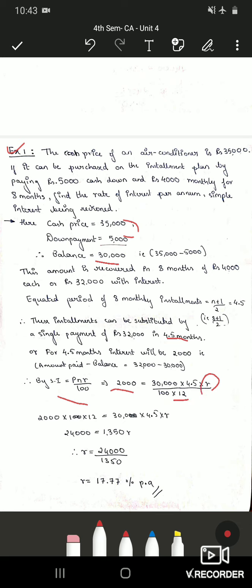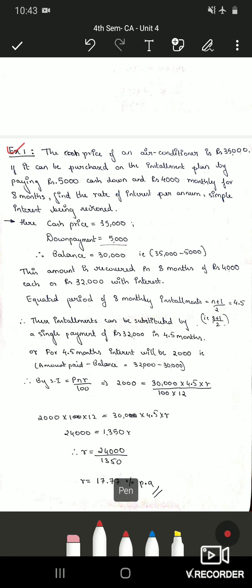Why 12? Because we are considering n in terms of months. So you can solve for r now. You will get 17.77% per annum. So I'll repeat once again.